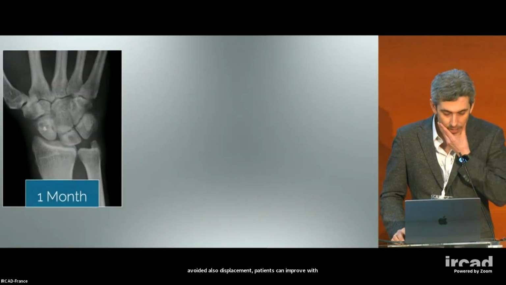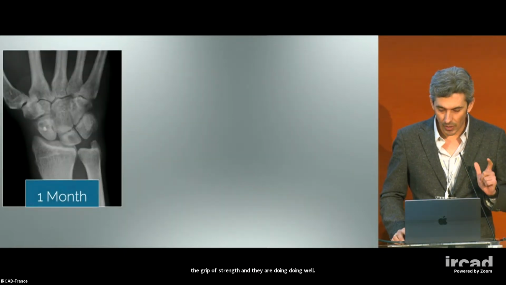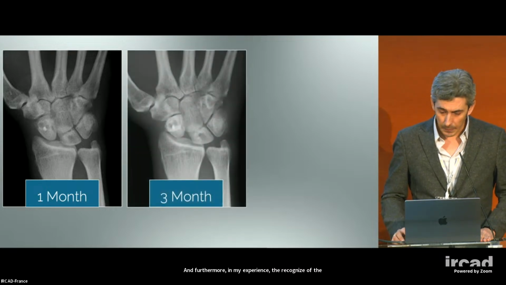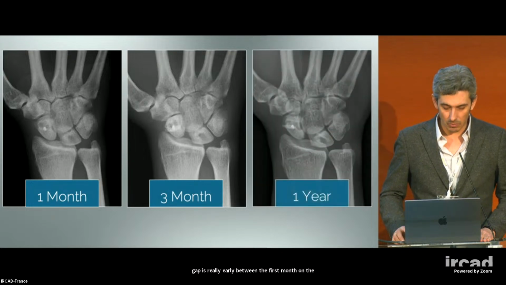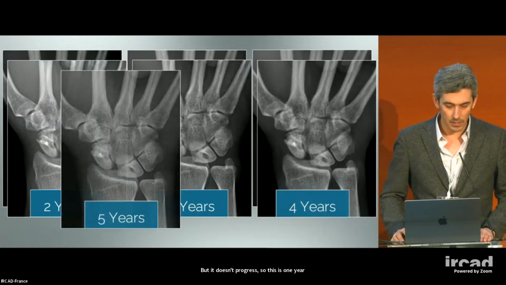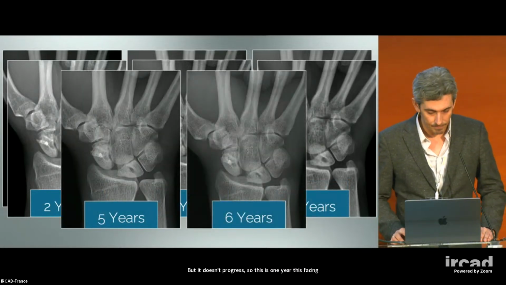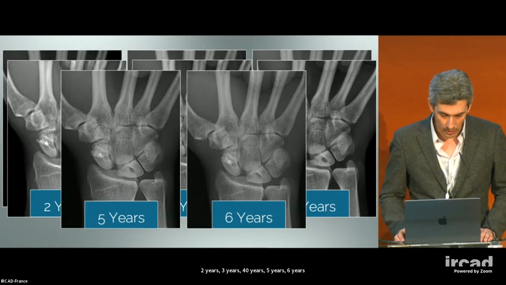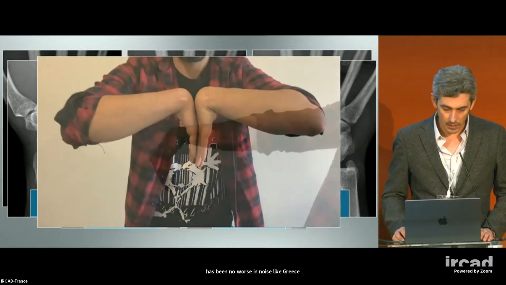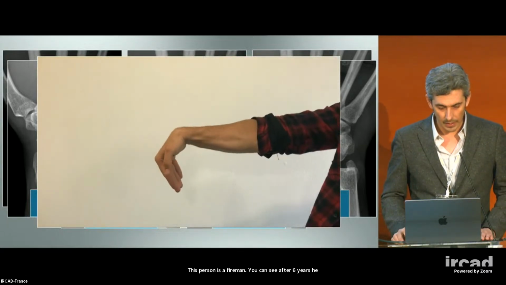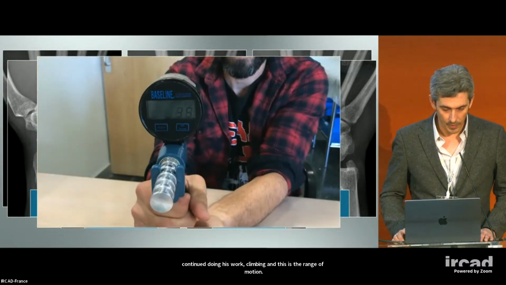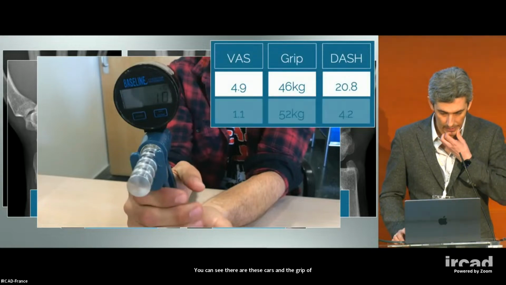And furthermore, in my experience, the recurrence of the gap is really early, between the first month and the third month, like in this patient. But it doesn't progress. So this is 1 year, this patient, 2 years, 3 years, 4 years, 5 years, 6 years, and there has been no worsening, no slack wrist. This patient is a fireman. You can see after 6 years, he continued doing his work, climbing, and this is the range of motion. You can see there the scars and the grip strength and the improvement in DASH.